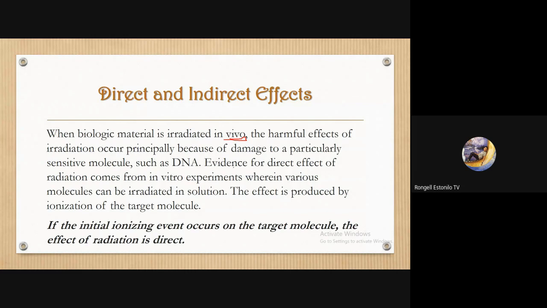So evidence for direct effect of radiation comes from in vitro, where direct effect is often tested, wherein various molecules can be irradiated in solution. So the effect is produced by ionization of the target molecule. So if the initial ionizing event occurs on the target molecule, and that is where you see the effect of radiation, then we can say this is a direct effect of radiation.